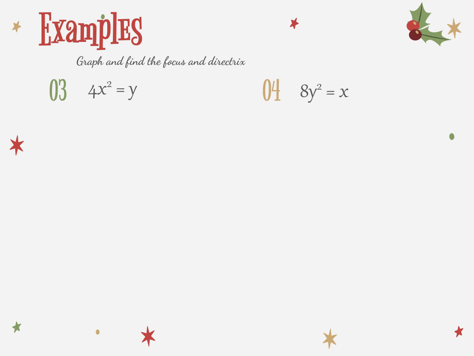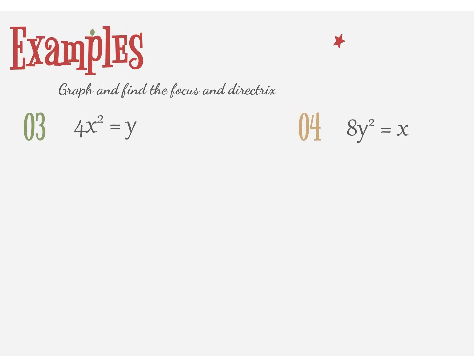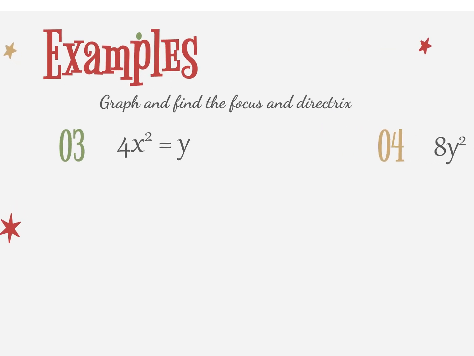So we're going to be doing the same thing for these two examples. You just want to note, though, that these are not in standard form. Remember, standard form of a parabola, you need your squared variable by itself. So look at number 3. In this one, we don't have our squared variable by itself. We want x squared by itself. So to get rid of it, I'm going to multiply both sides by 1/4. You could also divide by 4.